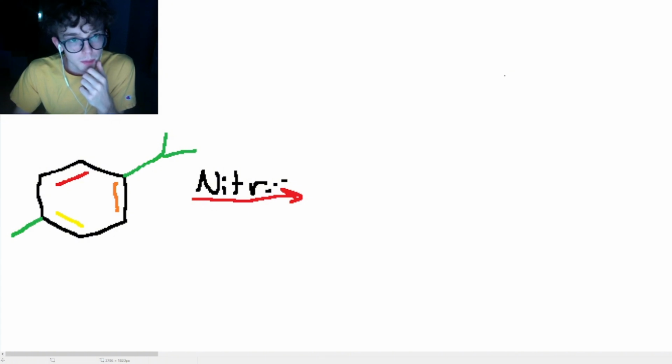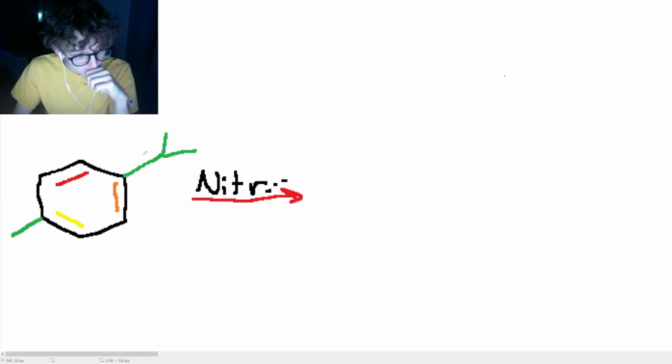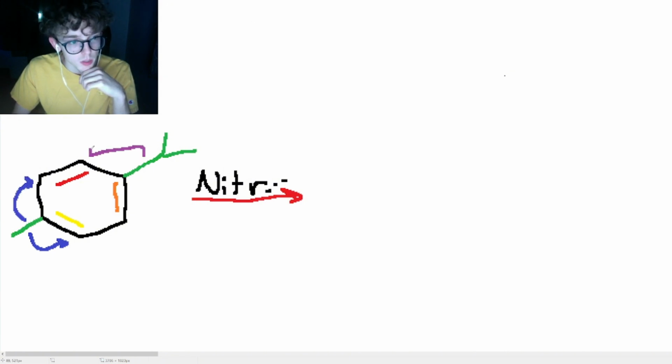Okie dokie. So we know that these groups here are our alkyl groups. These are weak activators, meaning that they're ortho-para directing. The para position is taken up, and we know that it's going to direct our NO2 group to the ortho positions. And again, we have that competition. This group competing with this side, and this one competing with this side. We have two of the same, right?